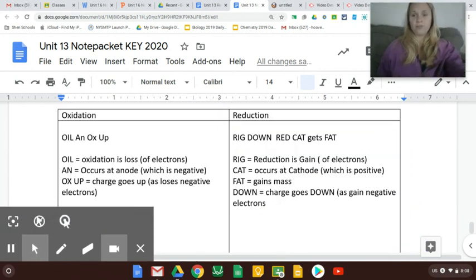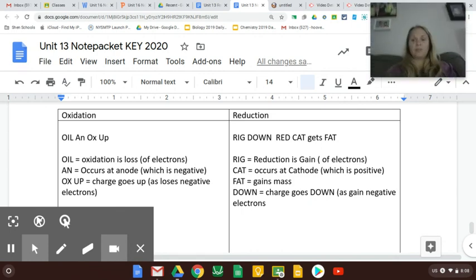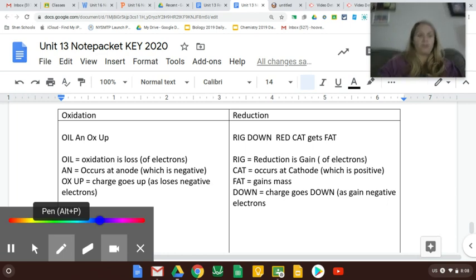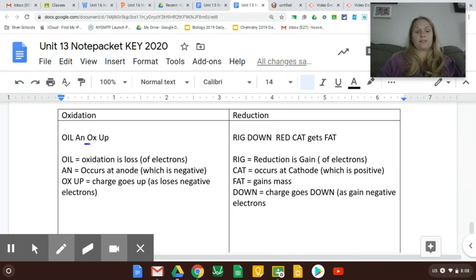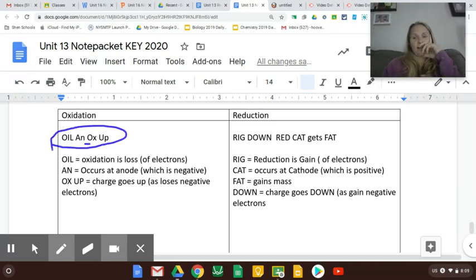Right, and then finally, let's sum up our memory tricks for this unit because there are a lot. If you know one thing, like if you know that one side gets oxidized, then you know it's the anode, you know it has loss of electrons, you know its charge goes up, you know that it's the negative electrode. So if you just know one thing, you can figure out everything else if you have your memory tricks. So let's go over them. So oil and ox up, those are all I could think of if you wanted to combine them all. Oil and ox up. Oxidation is loss, and oxidation occurs at the anode.